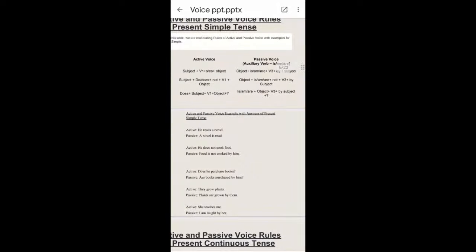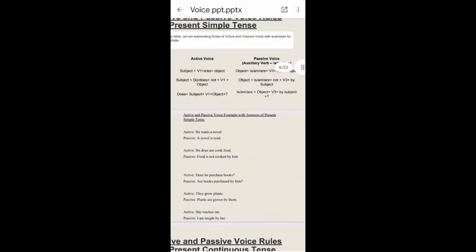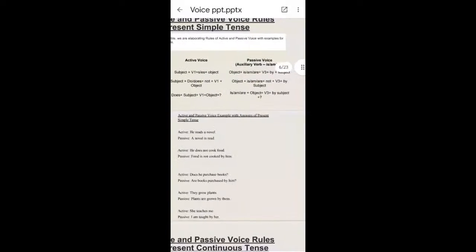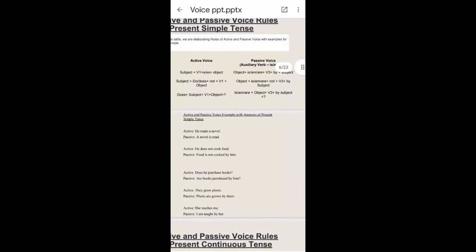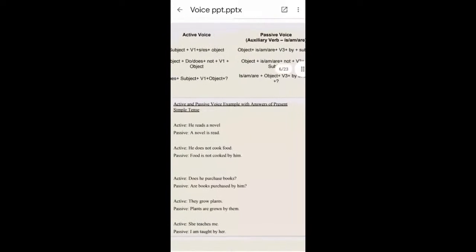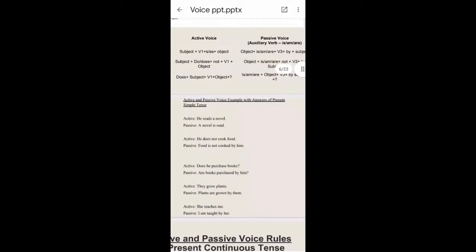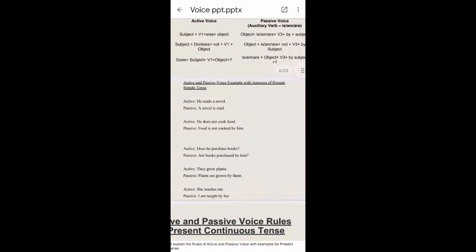For example, he reads a novel. Okay, he reads a novel. You can match it with the formula given above. He reads a novel. In passive, it will become a novel is read. Read is the V3. Read by him. By him is missing there, you need to put it there. Okay. Then you can also get something like this.